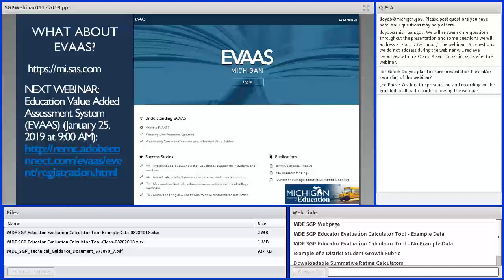So I also want to plug our webinar that we will be having next week. SGPs is one model that is available to districts for using state assessment student growth within educator evaluation. Another student growth reporting system that is available to districts across the state is a value-added model, student growth data called EVOS, that is provided to us from a vendor. SAS is the vendor. We will be having that vendor speak through their reporting system at our webinar on January 25th at 9 a.m. The registration for that webinar is available on the link on this page. So just to let you know, there will be some expert guidance provided for this value-added model student growth reporting system next week.